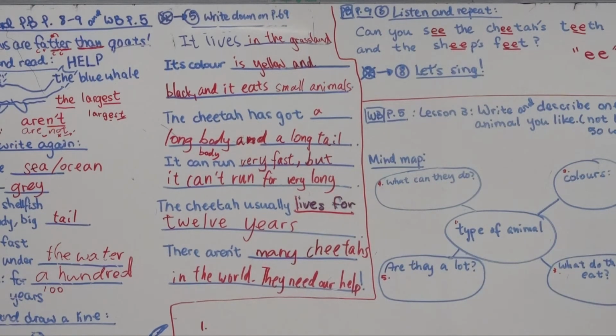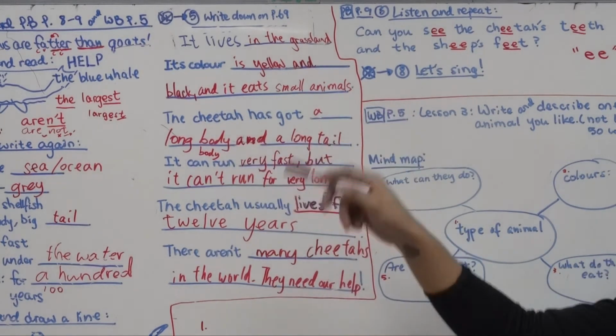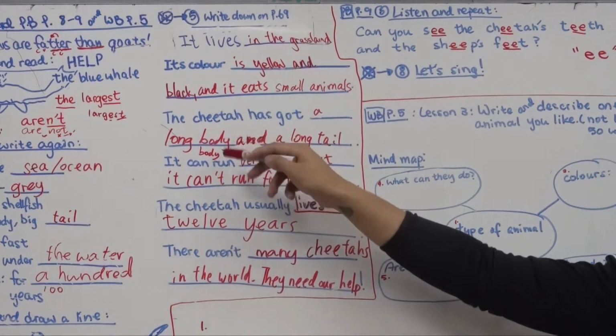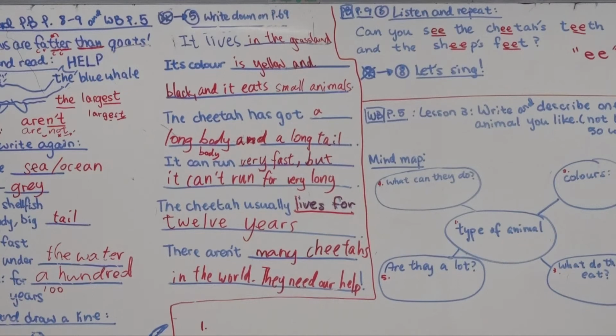Alright, what about the next one? The cheetah has got a long body and a long tail. If you want to make it shorter, you can say a long body and tail, but since the body is a different part from the tail, you can say a long body and a long tail. Stop daydreaming, come on. Next one, what can it do? It can run very fast, but it can't run for very long. They get tired so quickly because they run too fast.